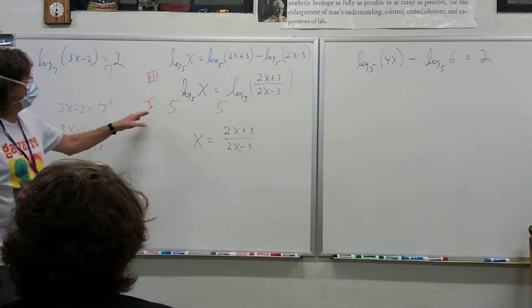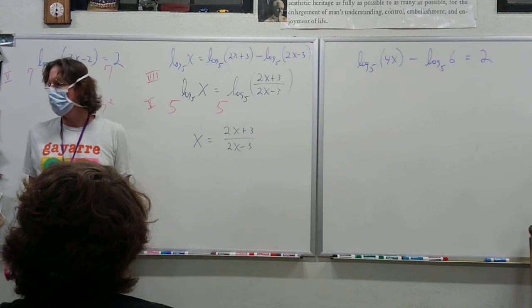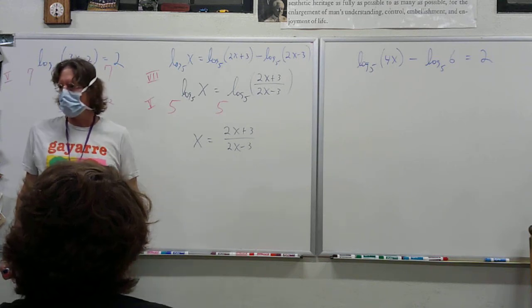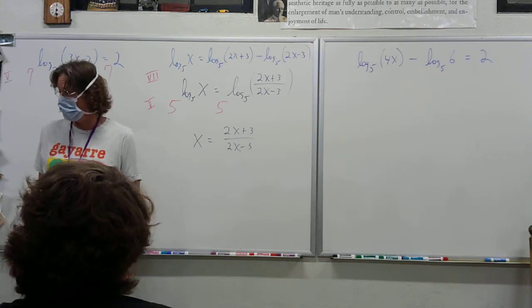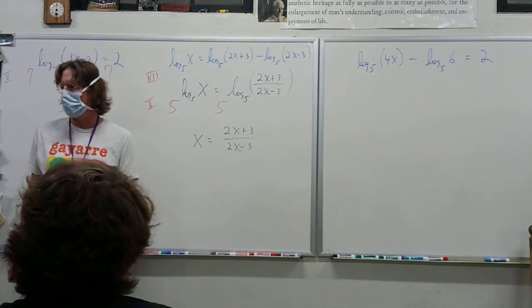Now, please, you cannot use rule 5 if there's more than one log on each side. You cannot use rule 5 if you have 2 or 3 logs on one side. Everybody hear that? You must have just how many logs? 1 in order to use rule 5.